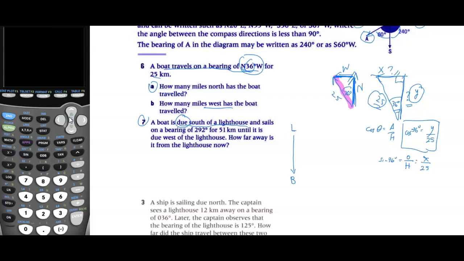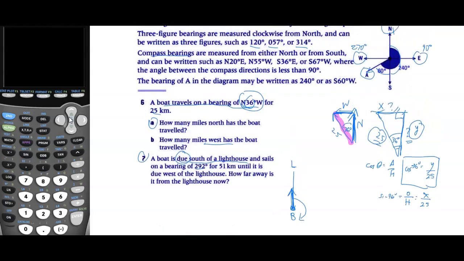The boat is sailing on a bearing of 292 degrees for 51 kilometers. So remember, if you have a 3-digit bearing, what that means is an angle that is measured from 0 degrees being north. So we're going to measure from this direction, and then we're going to go around in a circle for 292 degrees. How far is 292 degrees?